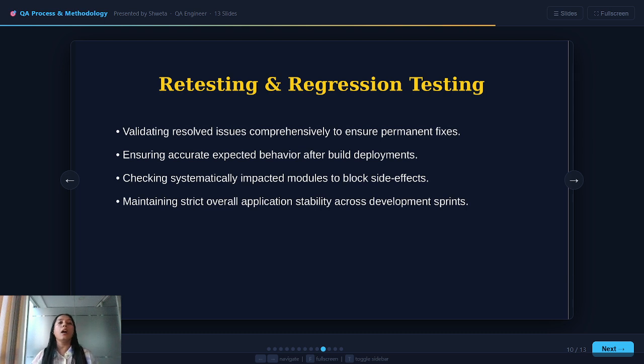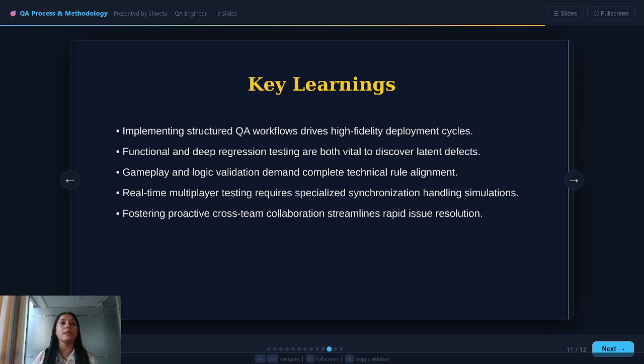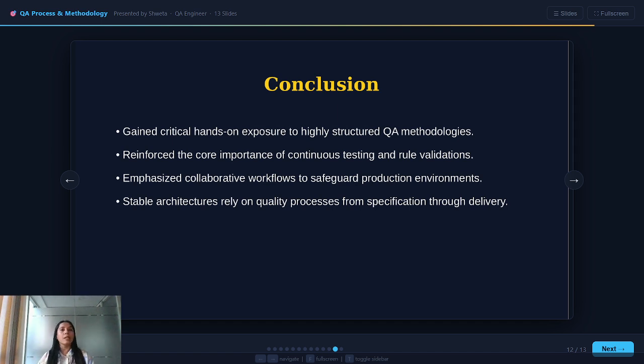So, all over this testing experience helped strengthen my understanding of real-time multiplayer application testing and cross-team collaboration during issue resolution. It also improved my analytical testing approach and understanding of how organized QA processes contribute directly to software quality and user experience. So overall, this experience provided valuable exposure to structured QA methodologies and real-time application testing processes.